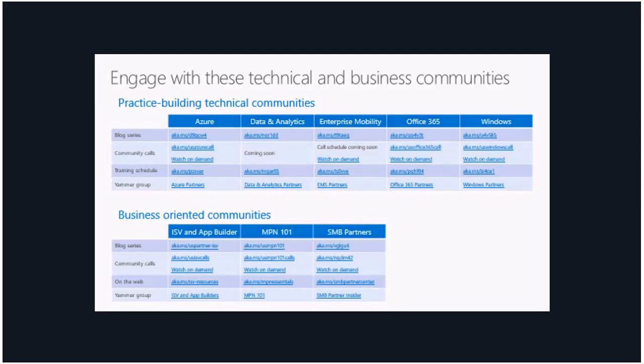There is a Yammer group for each one of these product verticals specifically. So for Azure, for data and analytics, enterprise mobility, Office 365, for Windows, you have so many avenues to get your information. Pick one that works best for you and stay updated on that. And this slide brings all those resources together for you.